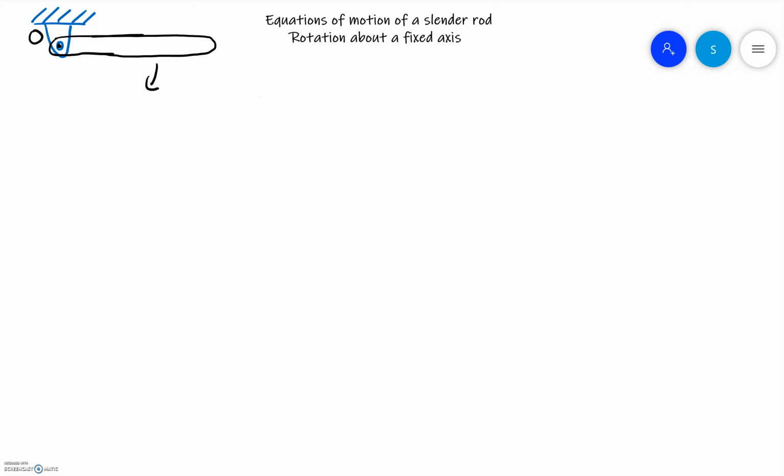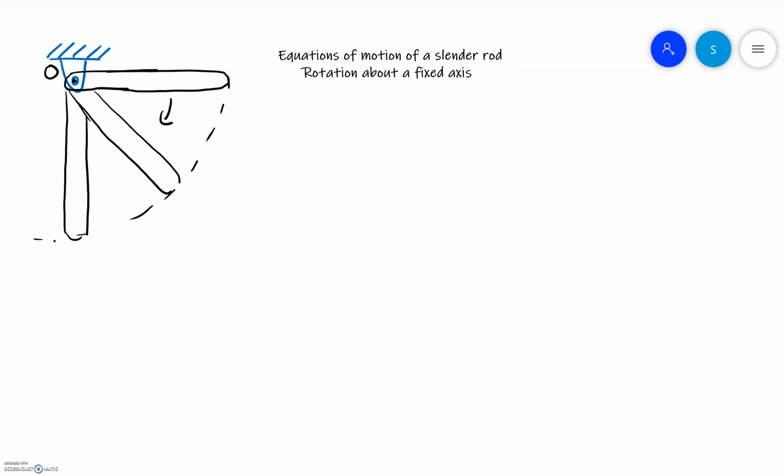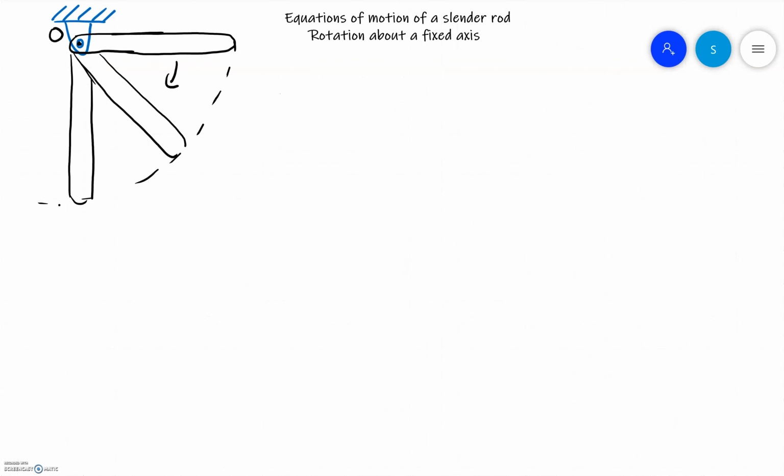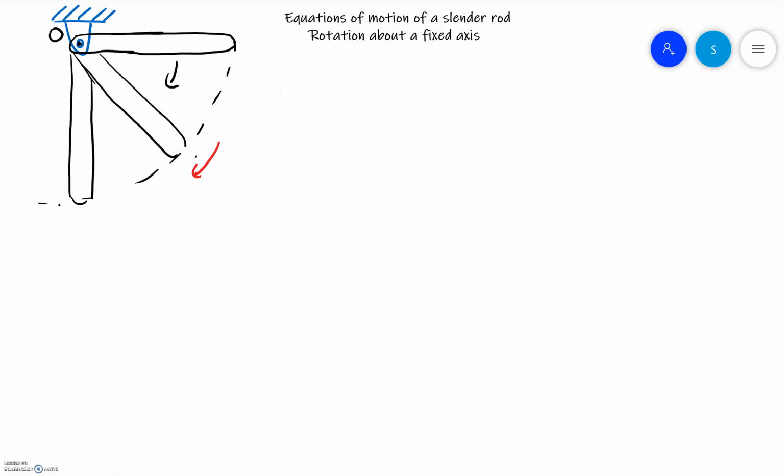So it's rotating about the point O. Let's make a circle. So let's say at 45 degrees, it will be there, and 90 degrees, it will be there. Okay, so the first question that we will try to answer is, what is the alpha at any angle? Okay, so that's alpha.